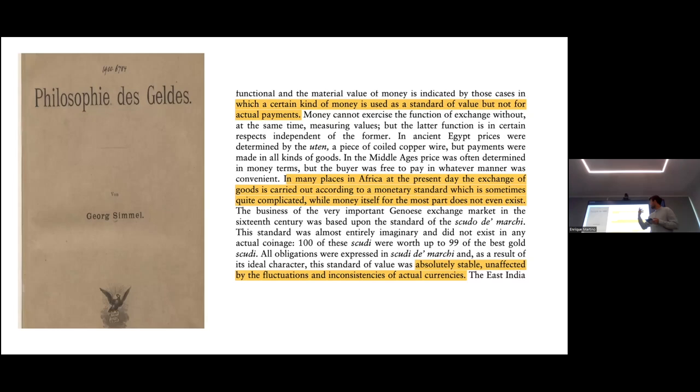And it goes, you know, in prehistory in different places in Africa today, at the present day, the exchange of goods is carried out according to a monetary standard, which is sometimes quite complicated. Well, money itself, in a coinage sense, does not, for the most part, exist. So Zimmer says it's complicated, it's really quite complicated.